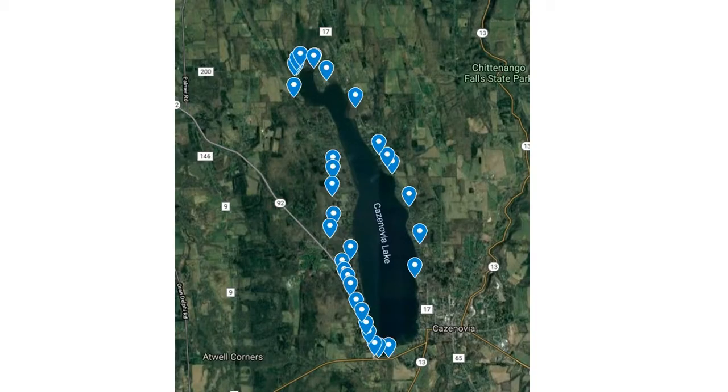Here is a site map. They aren't individually labeled, but it shows around the whole lake where the sites were taken.